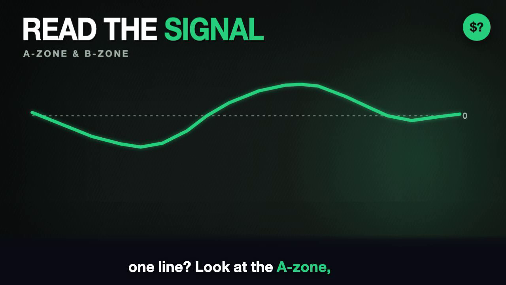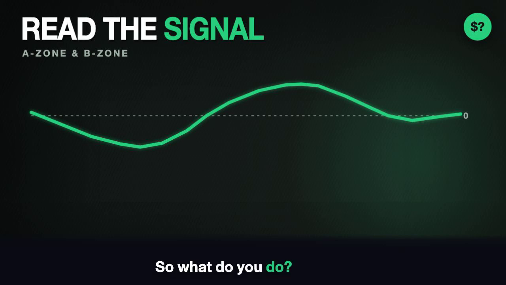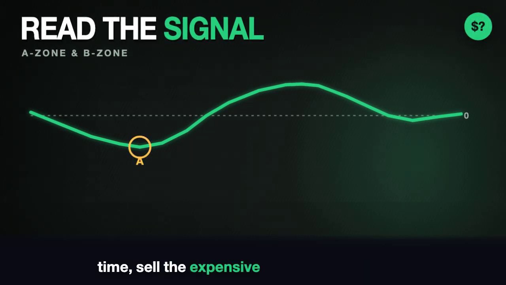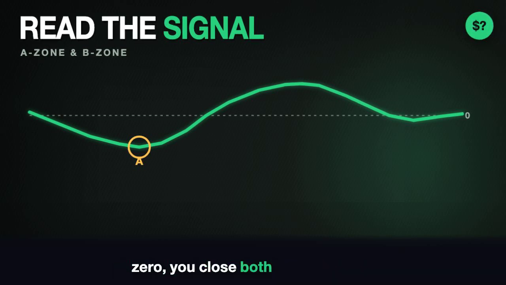Look at the A zone, where the spread has dropped far below 0. Coca-Cola has gotten cheap relative to Pepsi. So what do you do? You buy the cheap Coca-Cola and at the same time, sell the expensive Pepsi. Selling means shorting, borrowing the shares to sell. Then, when the spread snaps back near 0, you close both sides.